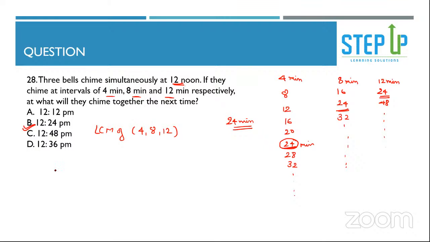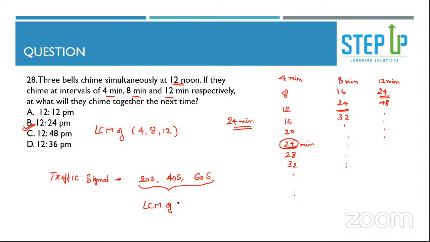So I repeat: traffic signal one gets green after 20 seconds, the next one gets green after every 40 seconds, and another one gets green after every 60 seconds. After how many seconds will all the three signals be green?